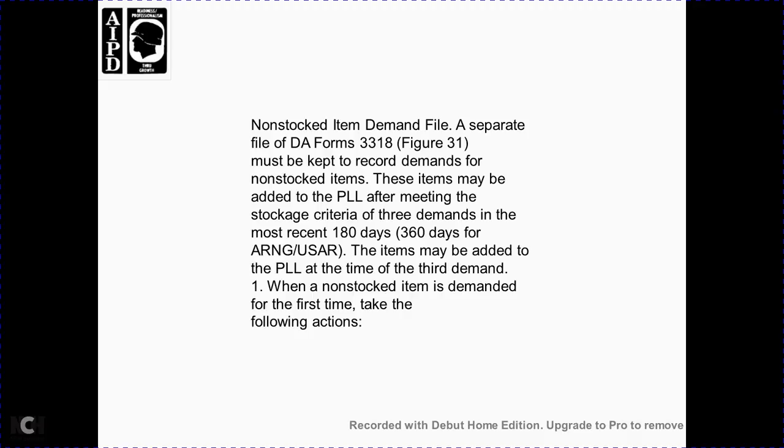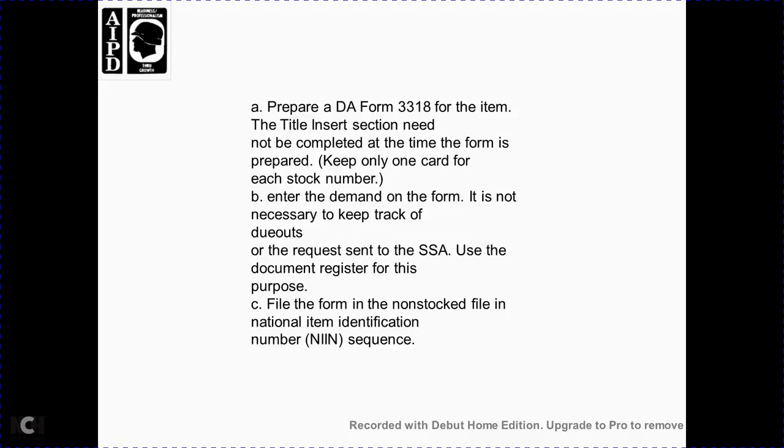The criteria are demand within the most recent 180 days, 360 days for the Army National Guard and U.S. Army Reserve. The items may be added to the prescribed load list at the third demand for the non-stock item. When the first demand is taken, then take the following actions. Prepare the DA Form 3318 with the item title and the insertion name, completing the title of the form. Keep only one card on each stock number and enter the demand on the form. It is not necessary to keep track of the due after the request to the SSA, with the document requirements and register kept for the purpose of the file. File the form of the non-stock in national identification number sequence.